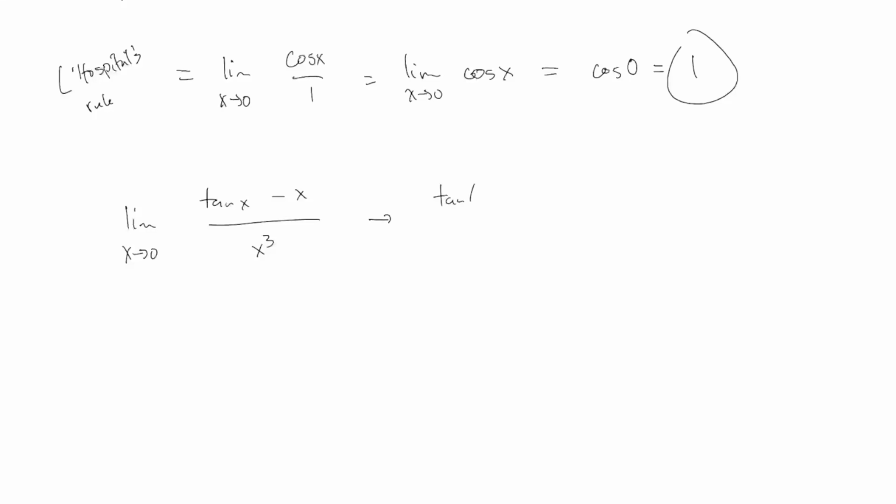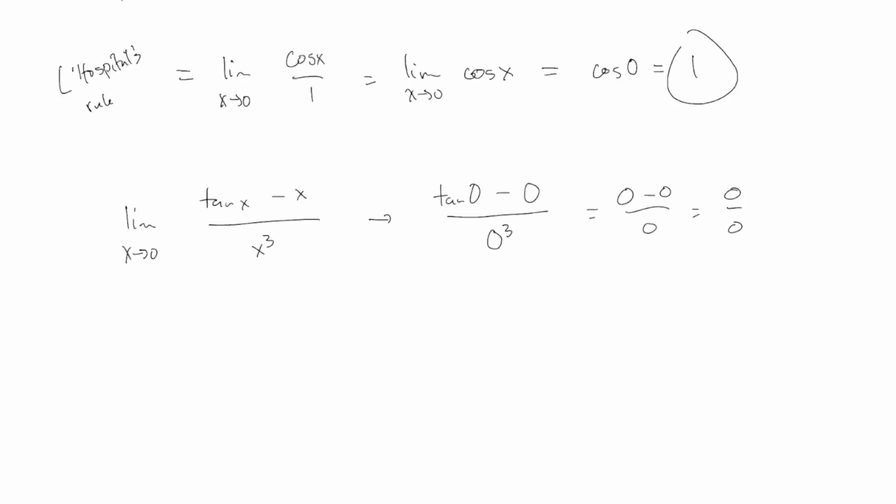In this case, I get tan 0 minus 0 over 0 cubed. Anybody recall what is tan 0? You could think of that as sine over cosine if you like. Yeah, tan of 0 would be sine 0 over cosine 0, and sine of 0 is 0. Cosine of 0 is 1. So tan of 0 is 0. So this is 0 minus 0 over 0. This is 0 over 0, which means, yes, indeed, we can use L'Hopital's rule. So we should do that.